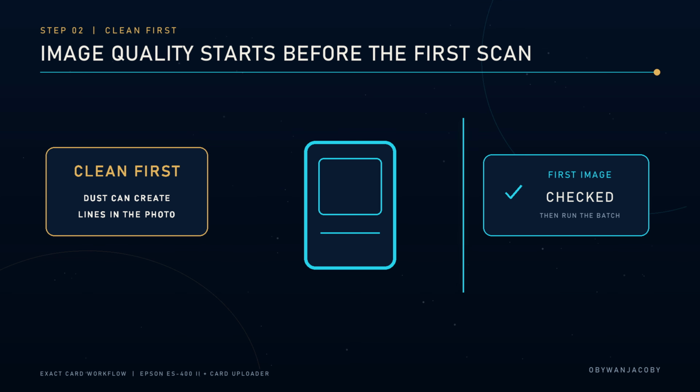Before I start, I clean the scanning path. I check first finished images before I trust the rest of the batch. So that means I'm running just a couple of inexpensive cards through, preferably something like a reverse holo like this, where if you do start seeing scan lines, they pop a lot easier compared to the non-holo version. So that's just a good baseline to take a look at before you keep going forward.